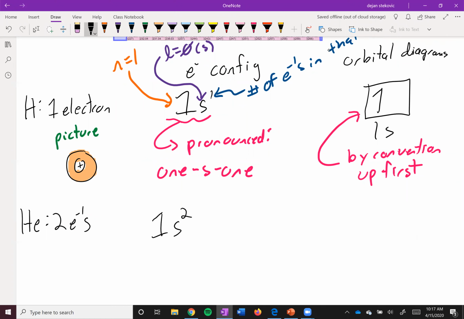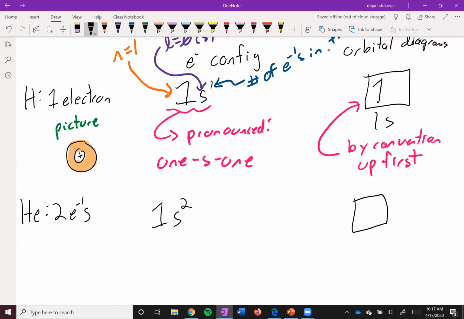So we say this is 1s2. The electron configuration for helium is 1s2. And then in terms of the orbital diagram, we can draw our box. We call this the 1s orbital. And then we have an electron pointing up, and then an electron pointing down. That's our pictorial representation of what's going on here.